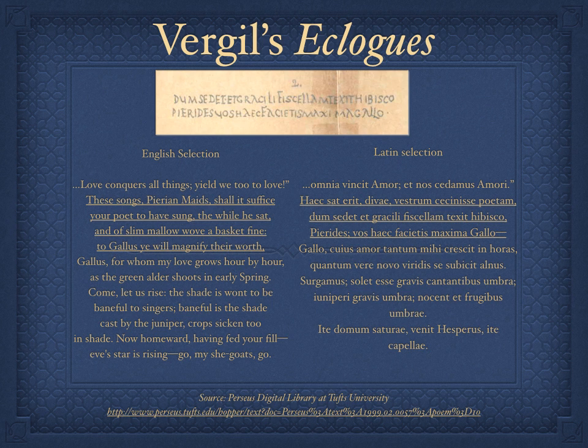We can enjoy some of these texts as well, and this is just that little excerpt that we were looking at. And here's the English selection. You'll see the underlined section, which is the exact quote. And I'll just read a little bit of this to you. Love conquers all things. Yield we to love. These songs, Parian made, shall it suffice your poet to have sung the while he sat, and of slim mallow wove a basket fine. To Gallus ye will magnify their worth. Just a little excerpt there.